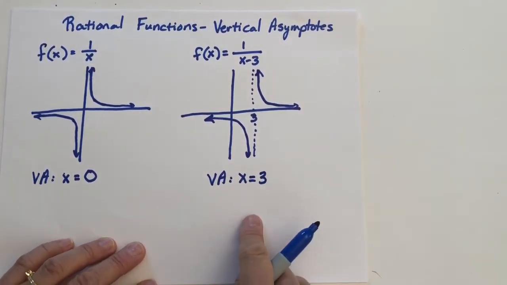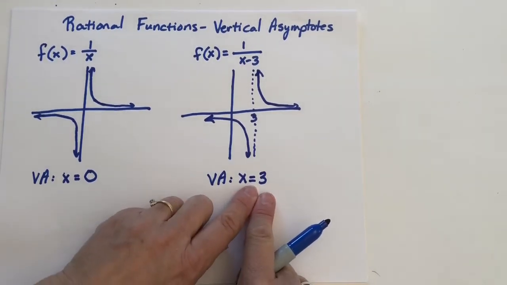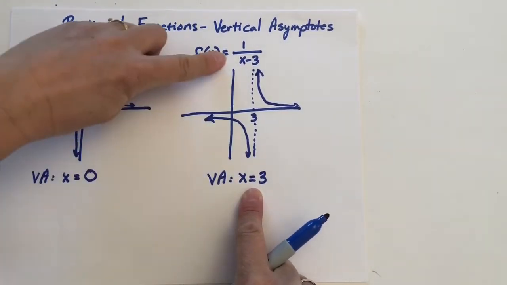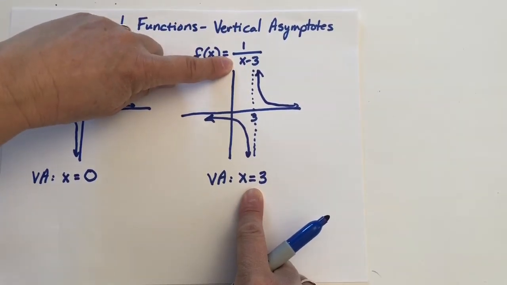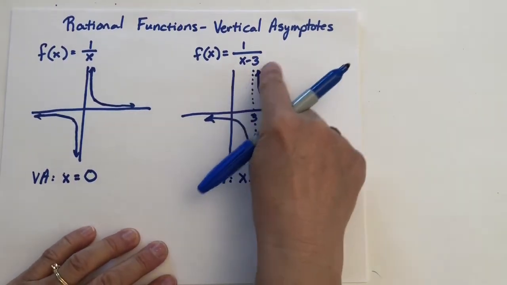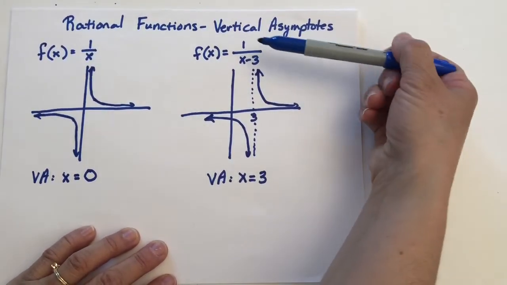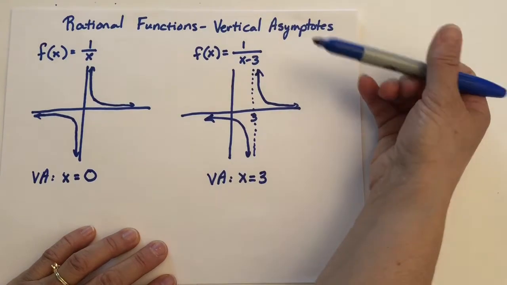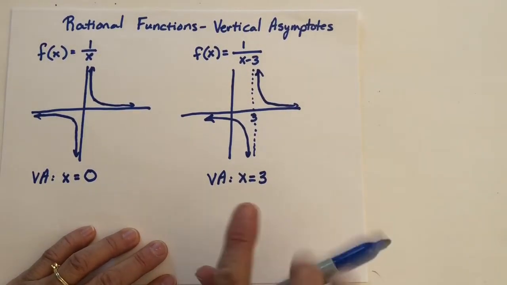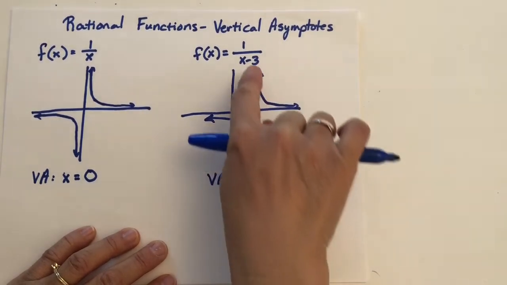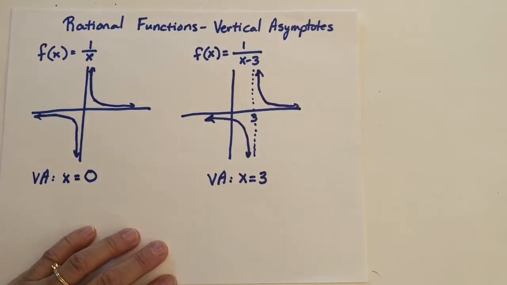Now I want to point out a couple of things. One is this x equals 3 comes from the number that would make the denominator 0. So if we look at a rational function, and by the way, I didn't even define that for you, a rational function is a function where you have a polynomial over a polynomial. Our vertical asymptotes come from the numbers that make the denominator 0.